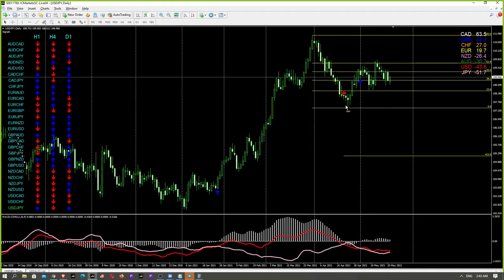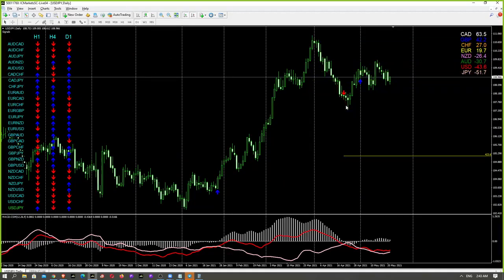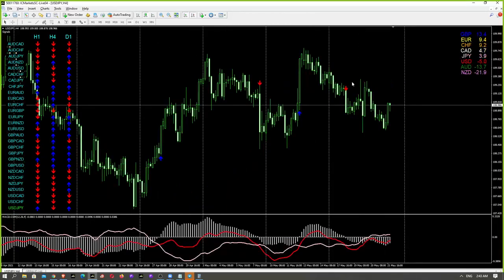Now on D1 time frame for the last pair, USD JPY, the general trend for USD JPY was buy. On H4 it was sell, so it has the opposite signals. One is sell, one is buy. So this means that there is no entry for USD JPY.